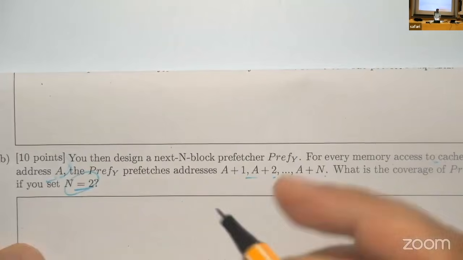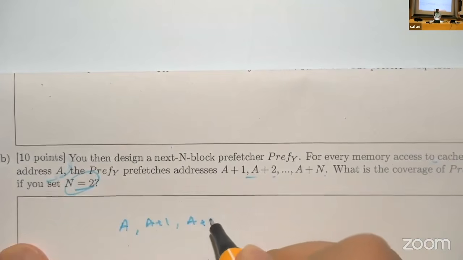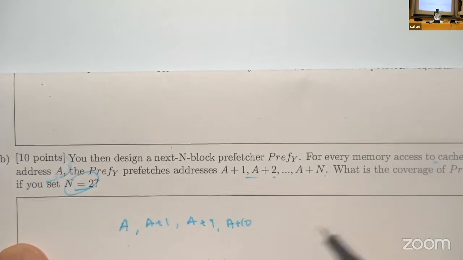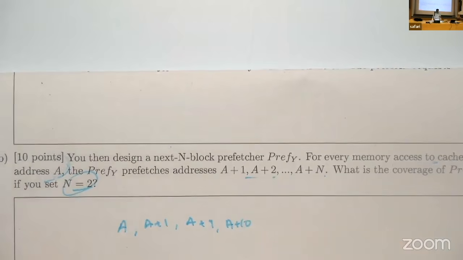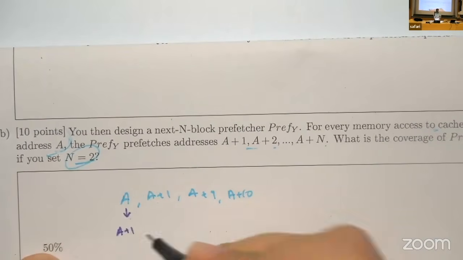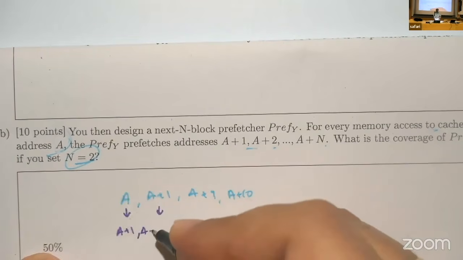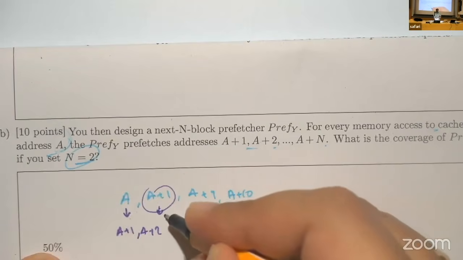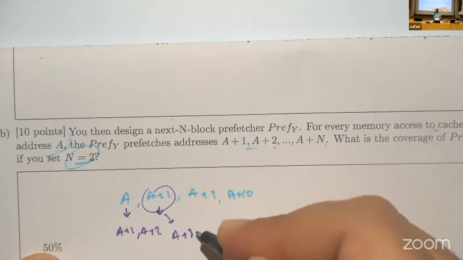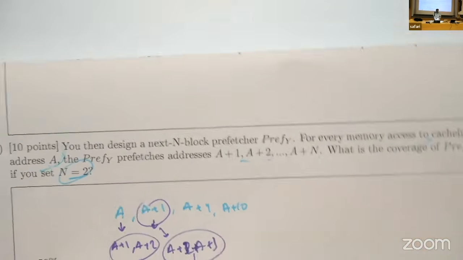So here, if you remember the access pattern, it goes like A plus 1, A plus 9, A plus 10, things like that, right? So when you access A, it will create a prefetch request for A plus 1 and A plus 2, right? When you access A plus 1, it will create a prefetch request for A plus 2 and A plus 3. So you will have this kind of prefetcher.